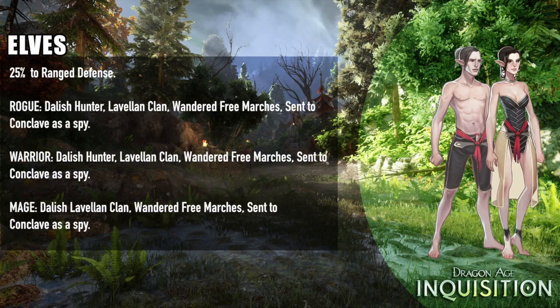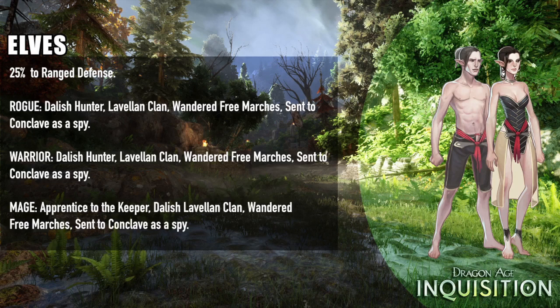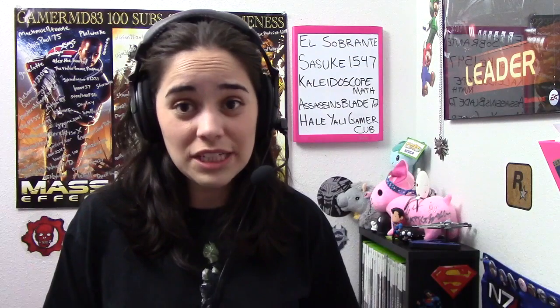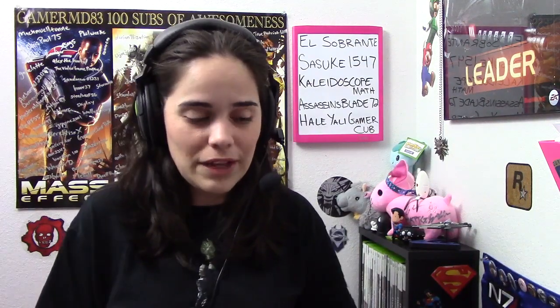So here's the mage, which is different. You grew up in the wilderness, a member of the Lavellan Dalish clan, and apprentice to its leader and guide, the Keeper. So that's pretty much it. Now let me let you know what I think. For a while now, a lot of people have asked me, who is your Inquisitor going to be?